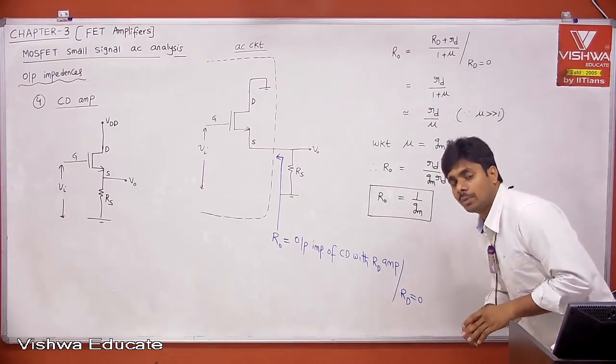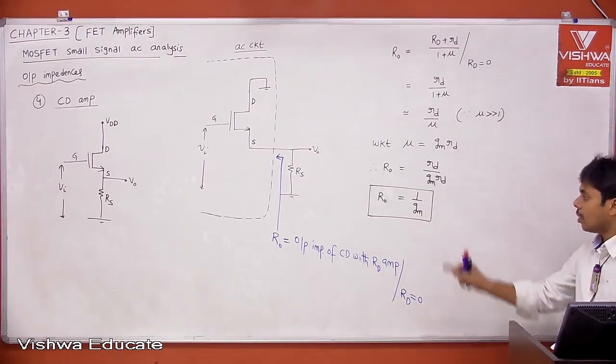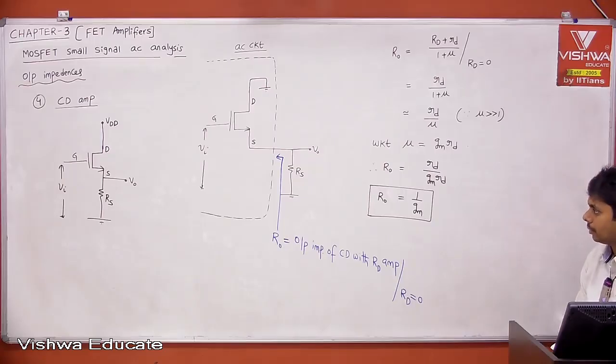And I derived it from the H parameter model also. That time, we got approximately 1 by Gm. Okay, fine. Take it. With this, I can say all 4 configurations are over. Then let's complete the 5th one. Then I'll give you the summary.